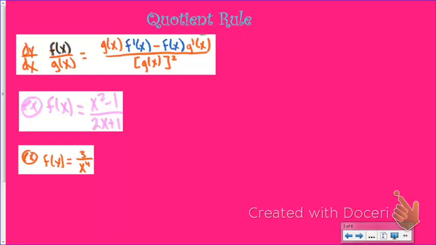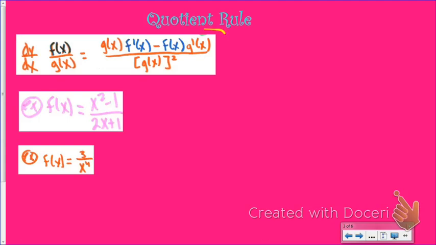Alright guys, today we're going to do the last new thing of the entire year for pre-cal, and this is the quotient rule. Now the quotient rule is very similar to the product rule in that it helps us to find the derivative when I have a function divided by another function. We use the product rule when we're trying to find the derivative of two functions multiplied together. This is when two functions are divided by each other.